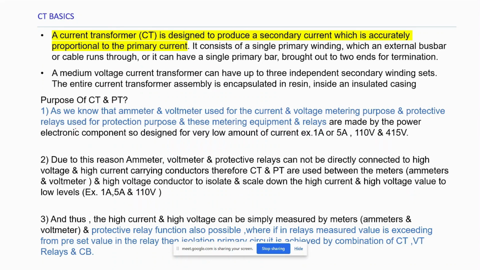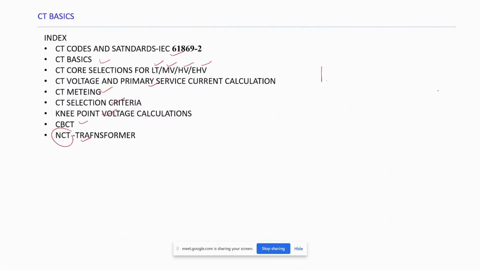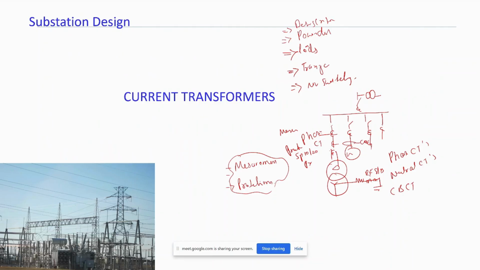A current transformer is basically designed to produce a secondary current which is accurately proportional to the primary current. Suppose this is your CT, the CT ratio is 100/1, and it is connected to an ammeter. If 100 amps is flowing, what is the secondary current in amps? Can anyone tell?